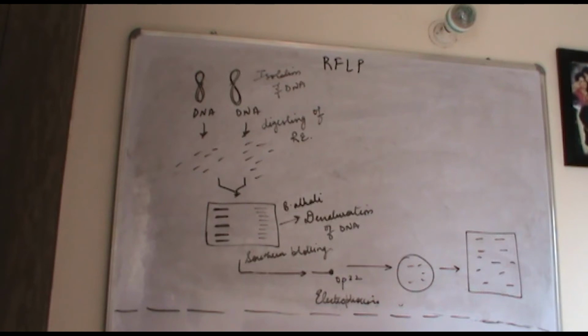What happens in this process is that we take the restriction endonuclease enzyme, and this enzyme helps in the creation of different patterns. Different patterns are created when the cleavage takes place at different positions. So it is a genetic marker technique in which we can differentiate different organisms on the basis of the patterns created by the cleavage of their DNA.